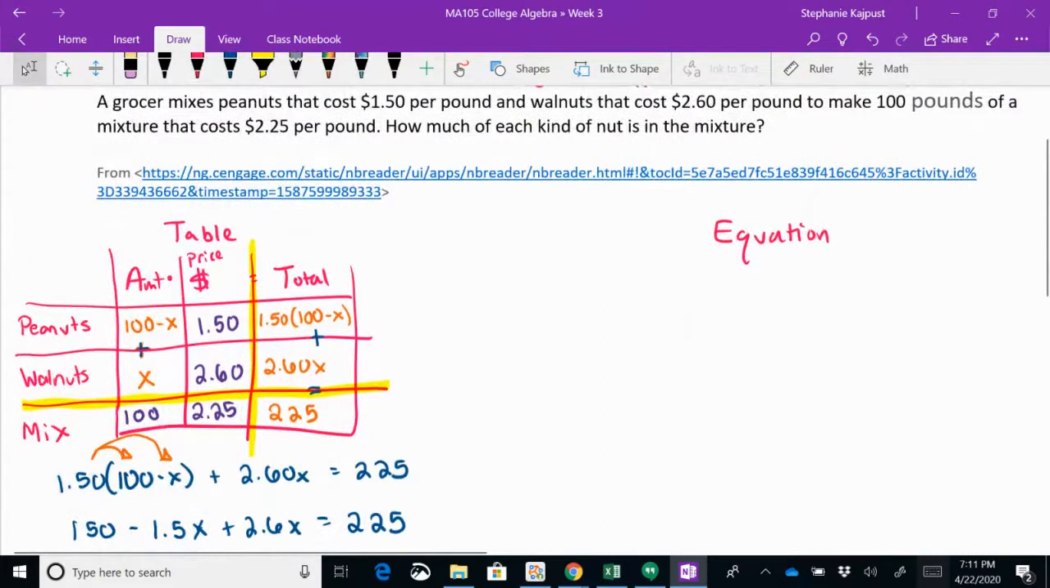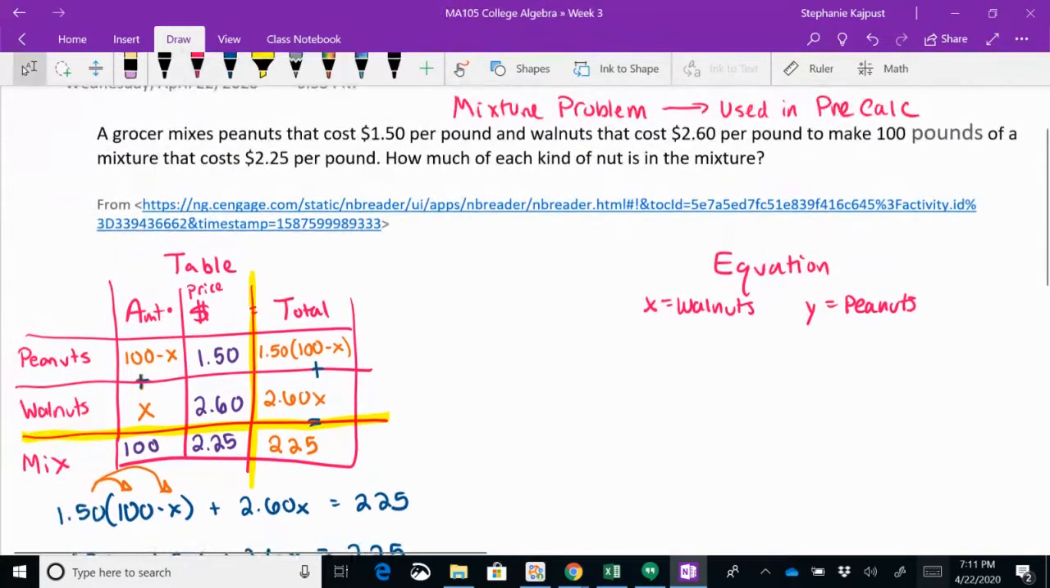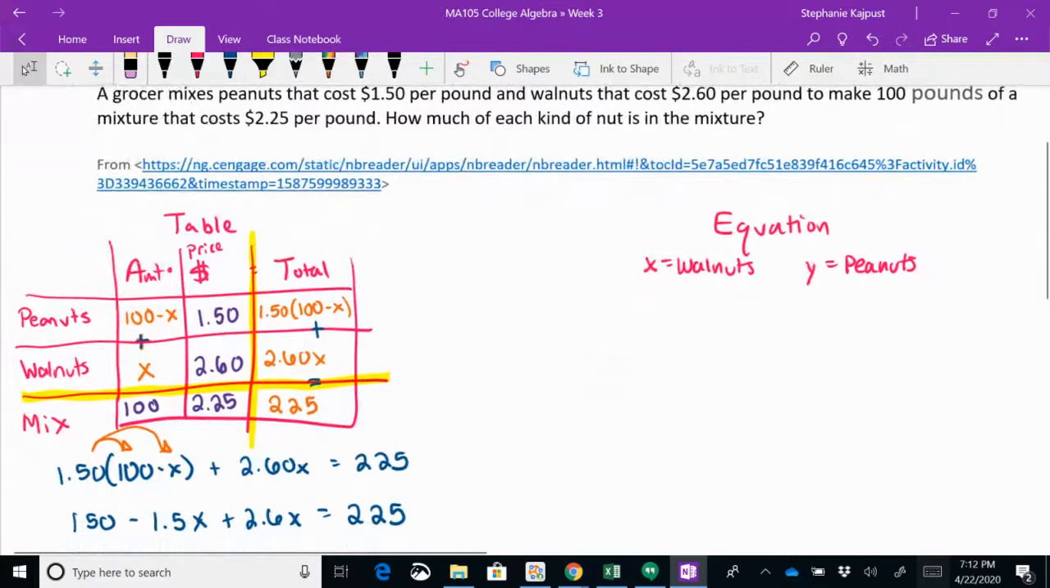So with the equation method, let's say that x is going to be walnuts. And let's use a second variable for the other, which is going to be peanuts. So when I use the equation method, I use two variables instead of one. And then I look at what's going on here. So we know we have 100 pounds, and it's going to be mixed out of walnuts and peanuts. So I know that x plus y is equal to 100. The pounds of walnuts plus how many pounds of peanuts, that has to equal 100 pounds.